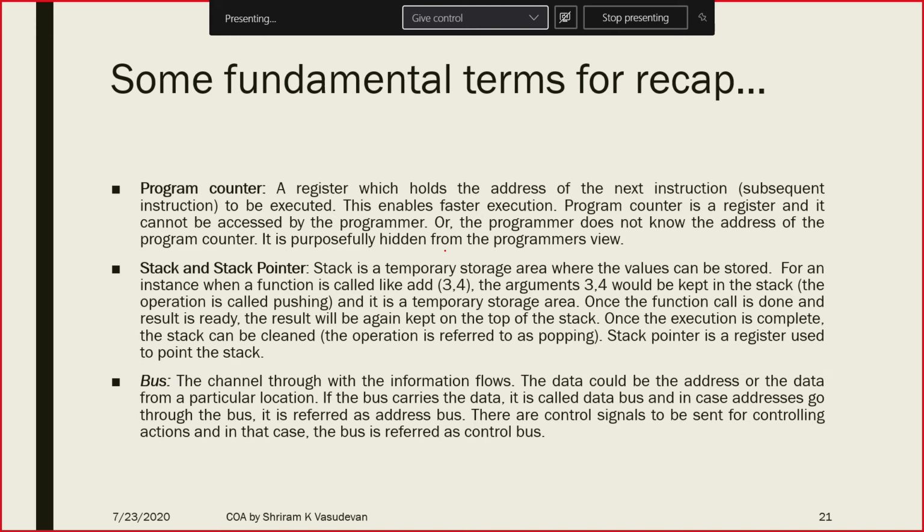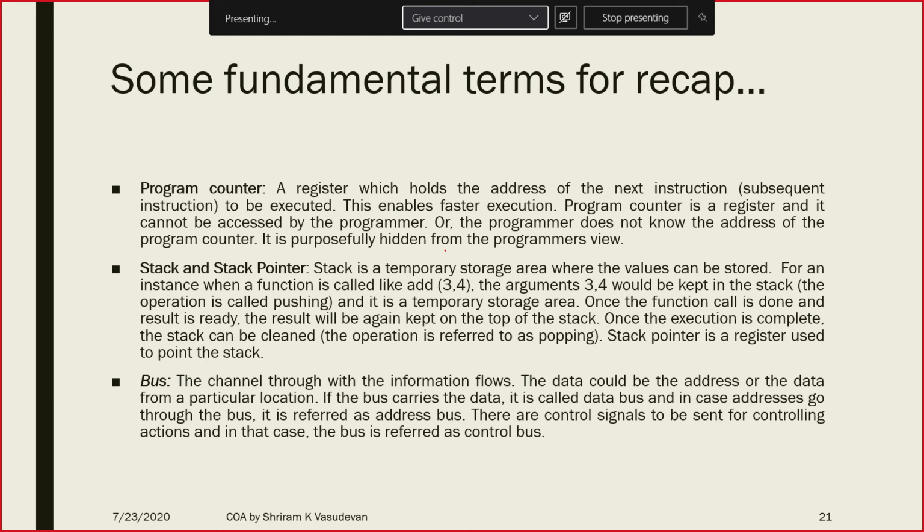Let me quickly give you a recap. What is a program counter? It enables faster execution. It does not let you wait for anything to be done after the current instruction. It is a register, and it can be a 16-bit or a 32-bit register. The program counter is updated with the correct address of the next instruction through an adder, as I just told you.